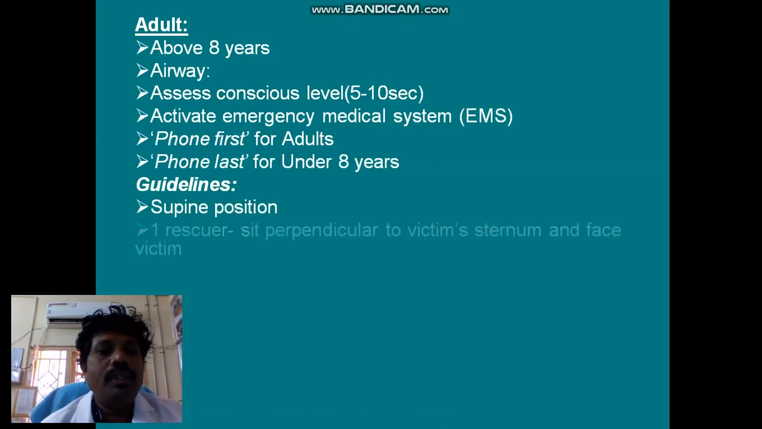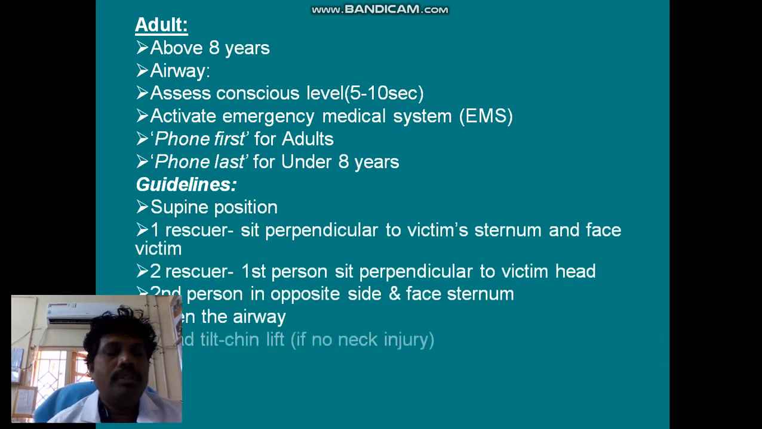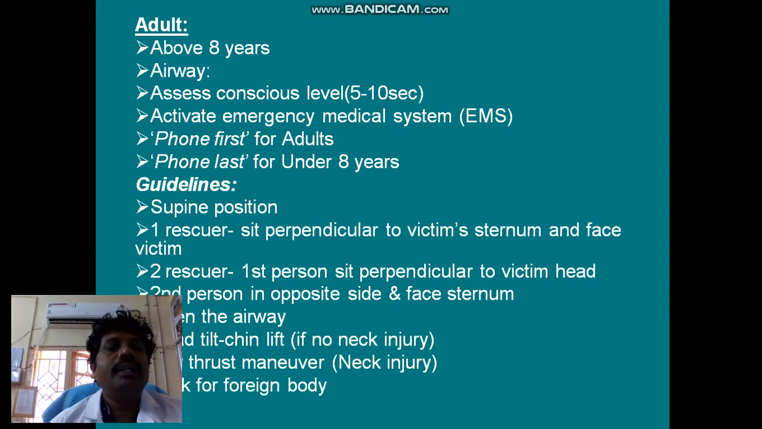To do the CPR, you should know certain basic ideas about the CPR. For adult, above 8 years is adult. Airway is most important. Assess the patient's conscious level within 5 to 10 seconds. Activate the emergency medical system, that is EMS. Phone first for the adult and phone last for those below 8 years. Getting help is first for the adult, and getting help is last for children below 8 years.